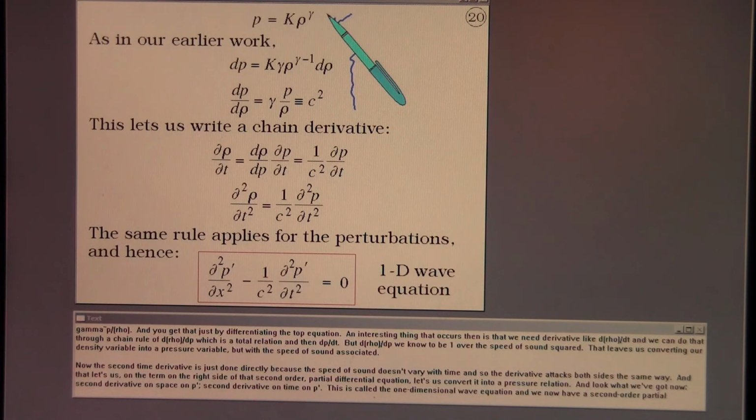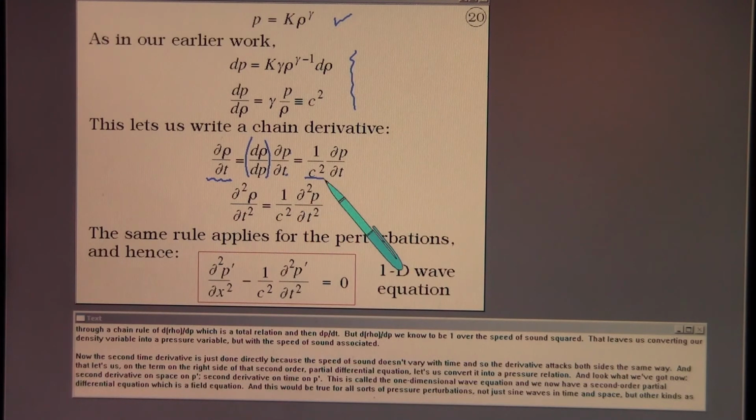An interesting thing that occurs then is that we need derivatives like dρ/dt, and we can do that through a chain rule of dρ/dp, which is a total relation, and then dp/dt. But dρ/dp we know to be 1 over the speed of sound squared. That leaves us converting our density variable into a pressure variable, but with the speed of sound associated.